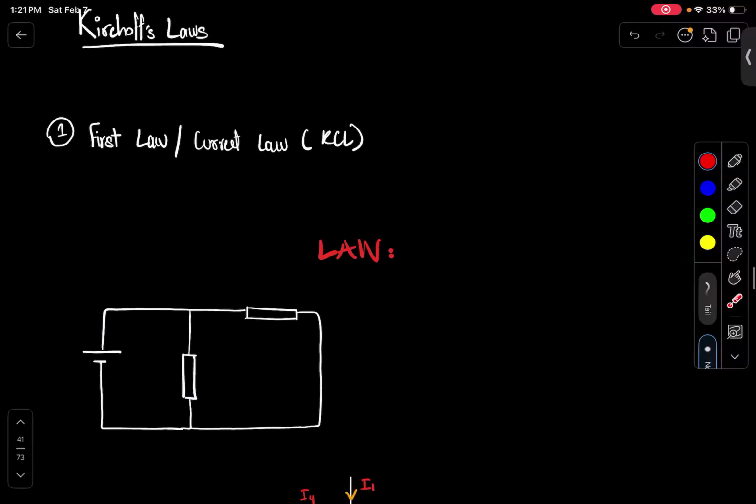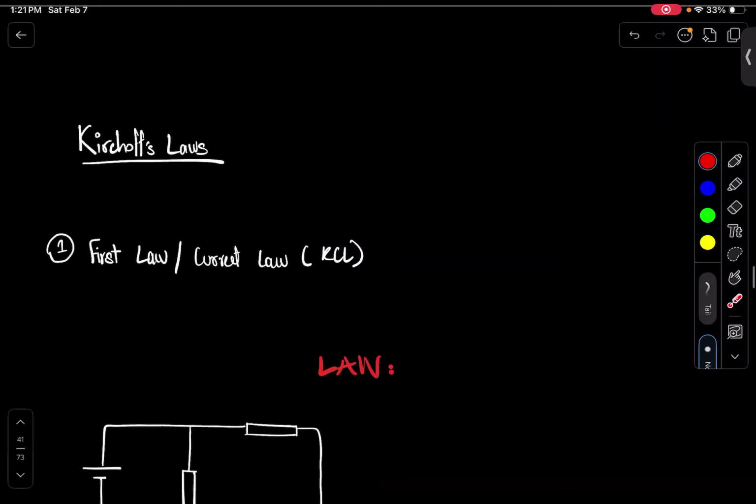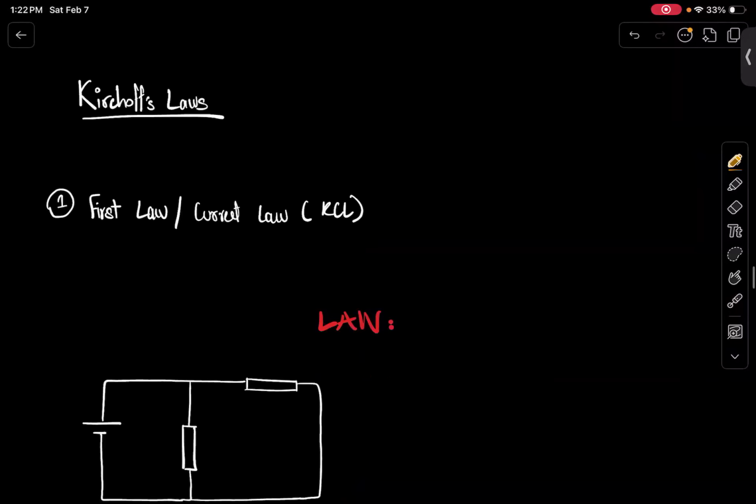Now, let's start Kirchhoff's laws. Keep in mind, Kirchhoff's laws are by order, so you should remember it, just like Newton's first law, Newton's second law. There's an order, right? So, what is Kirchhoff's first law?